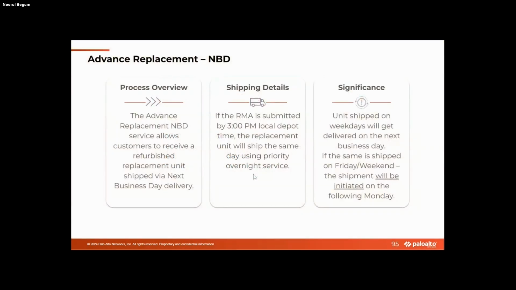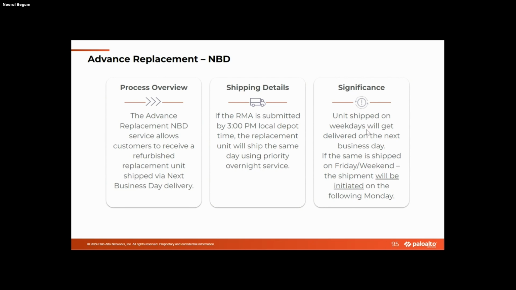So let's start with our advanced replacement next business day RMA. This is a process overview. For advanced replacement NBD, the service allows customers to receive the refurbished replacement unit via next business day delivery. Shipping details: if the RMA is submitted by 3 p.m. local depot time, the replacement unit will ship the same day using the priority overnight service. A unit shipped on weekdays will get delivered on the next business day. If it is shipped on Friday or the weekend, the shipment will be initiated on the following Monday.